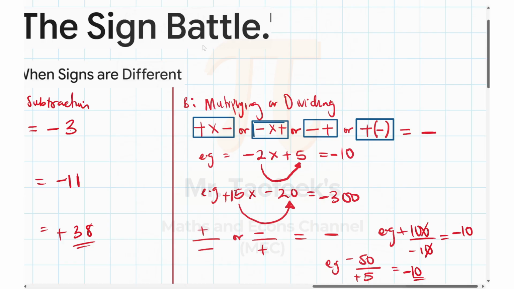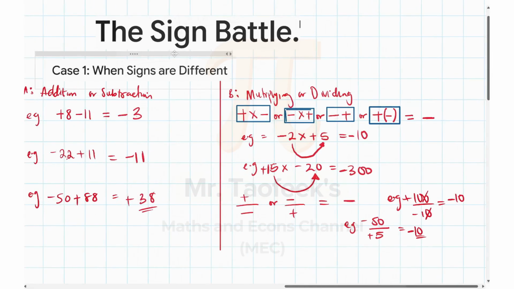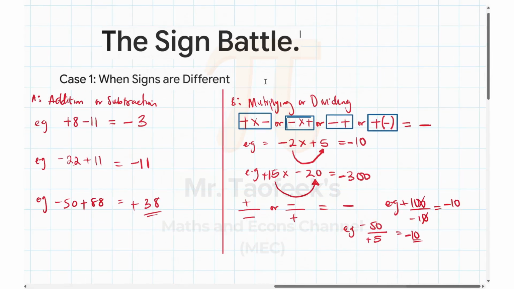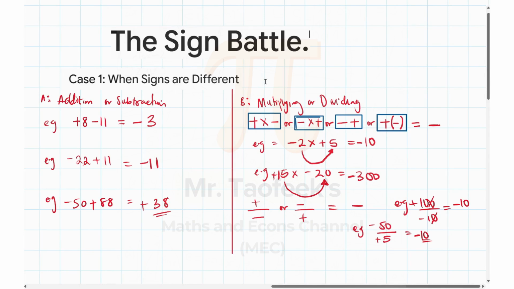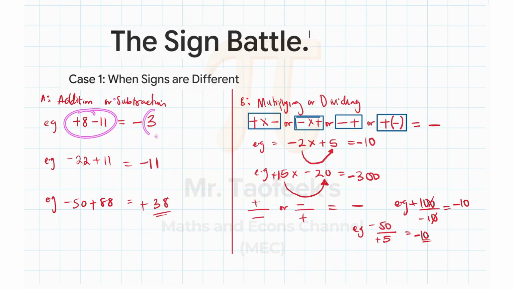So this essentially is what you need to know to deal with any directed number question. So the first case is when the signs are different. You need to be able to study these over time and be very familiar with it. So when the signs are different, just know that if I'm adding or subtracting and the signs are different, I just have to focus on the numbers alone first. The bigger one minus the smaller one. For example, in example 1 there, 11 minus 8, that gives me 3.